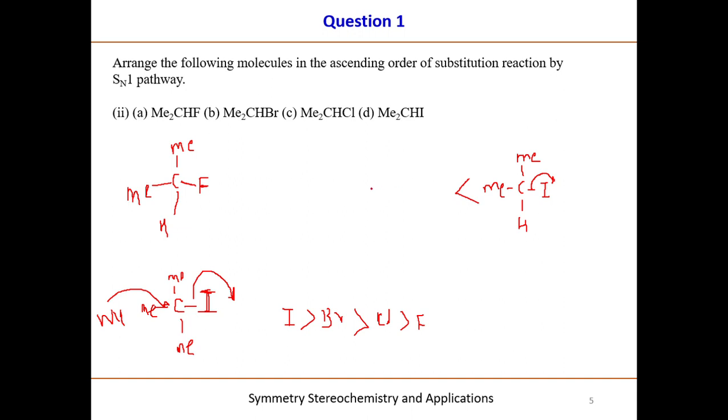Now let's talk about the second one. The second one is with bromine. The SN1 pathway is also based on the solvent. The polar protic solvent favors the SN1 pathway, as we have discussed earlier. But here in this example, we have to focus on the leaving group only. It depends on the leaving group.